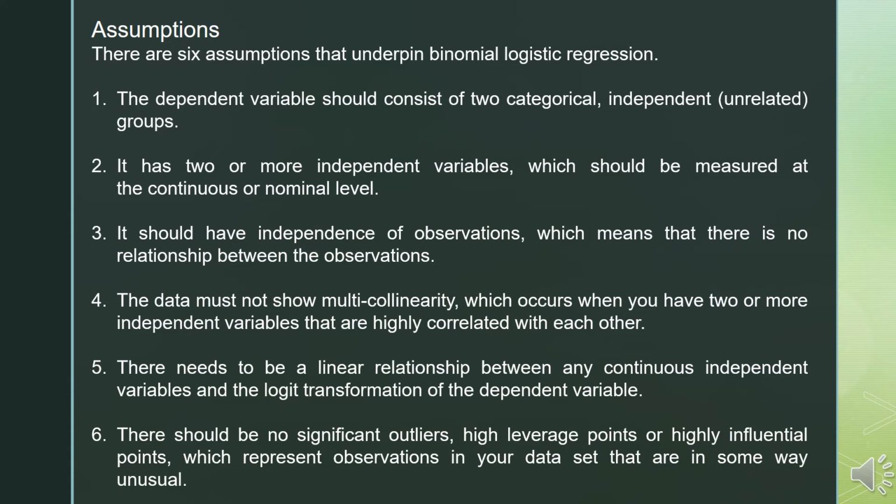The fourth one is that the data must not show multicollinearity, which occurs when you have two or more independent variables that are highly correlated with each other. The fifth one is that there needs to be a linear relationship between any continuous independent variables and the logit transformation of the dependent variable. The last one is that there should be no significant outliers, high leverage points or highly influential points, which represent observations in your dataset that are in some way unusual.